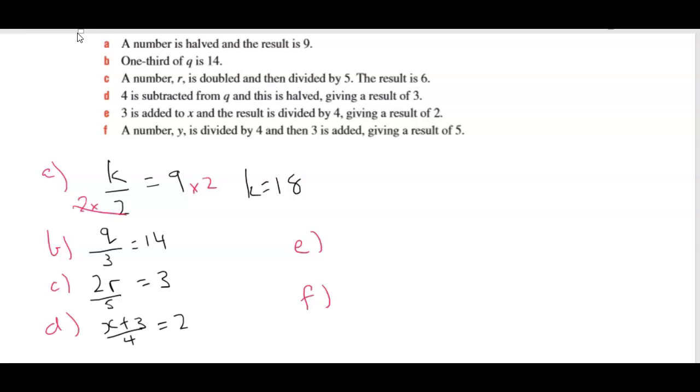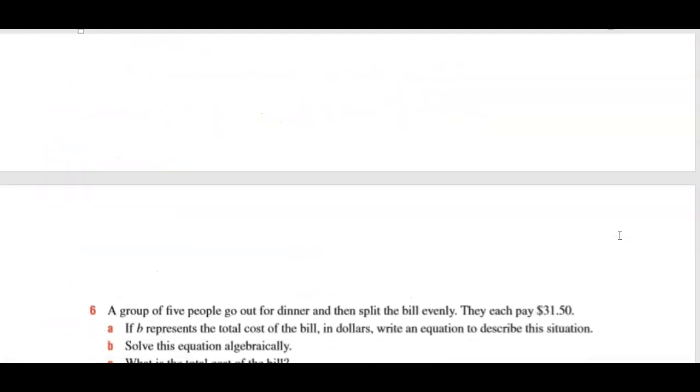I missed one, did I? What did I miss? I missed D. Sorry. Let's go back and do D. 4 is subtracted from Q, and then halved, giving a result of 3. And then let's get back on track. A number Y is divided by 4, and then 3 is added, giving a result of 5. So there's the equations, and you can go ahead and solve them.